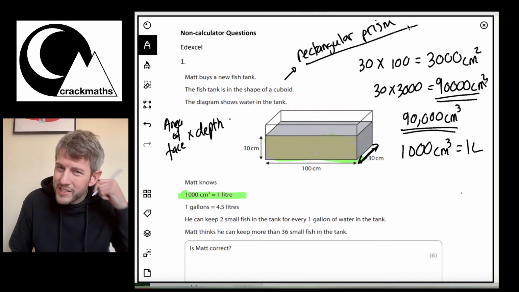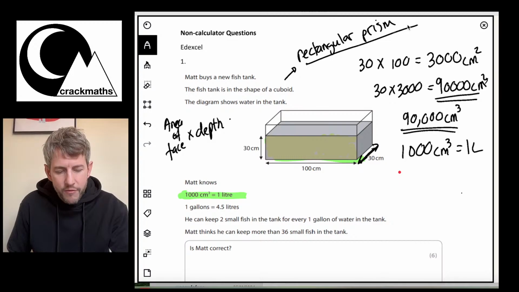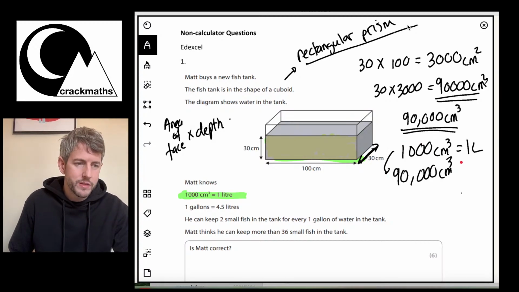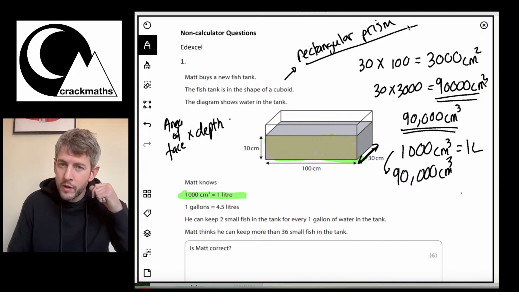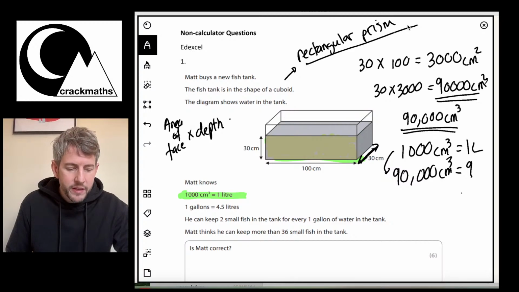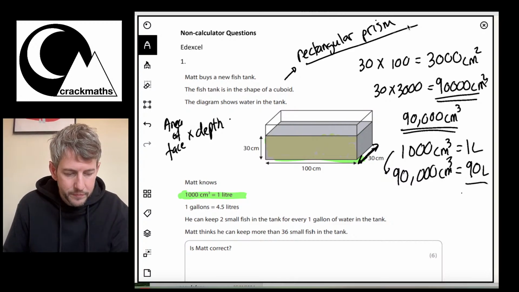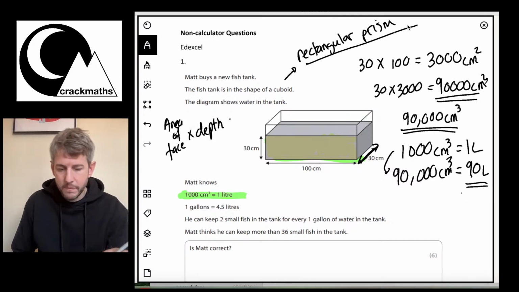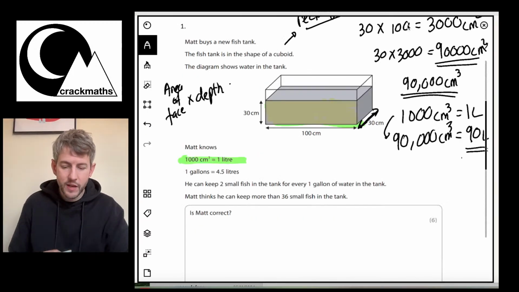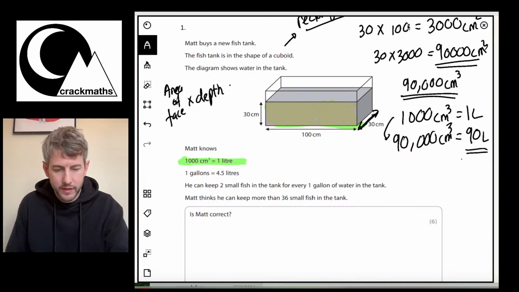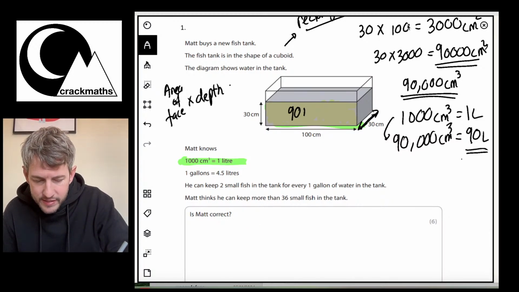So we want to go from 1,000 to 90,000, and that is actually 90 lots of 1,000. You can kind of hear it if you listen to it: 1,000, 90,000. So that means this is going to be 90 litres. So the volume of this tank will be 90 litres. Right, so now we've got the fish tank is 90 litres, so I'll just put that there.